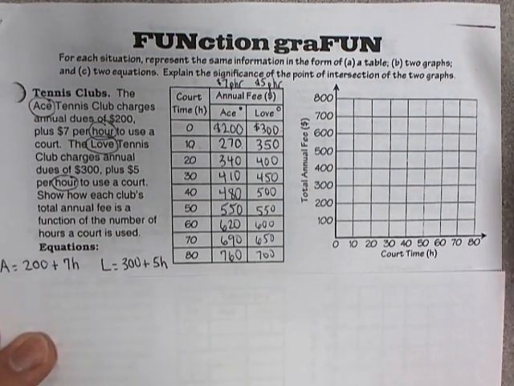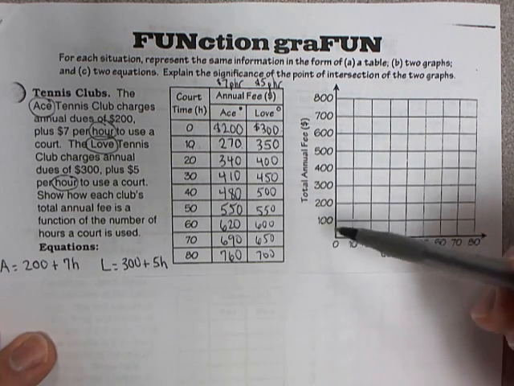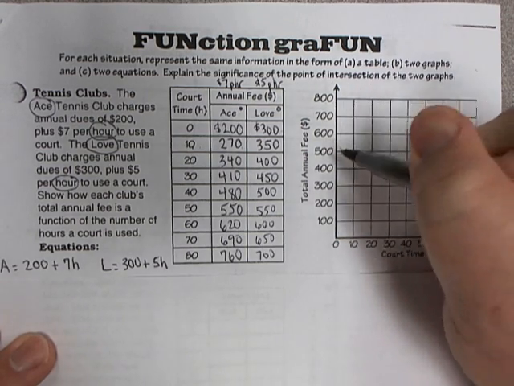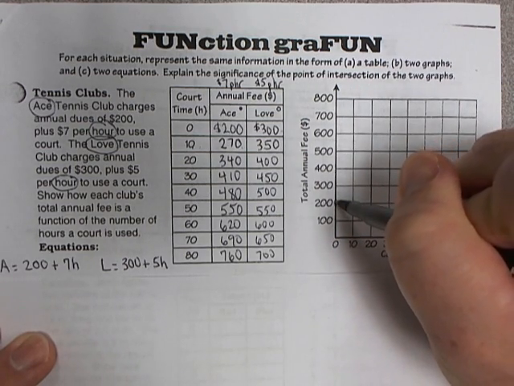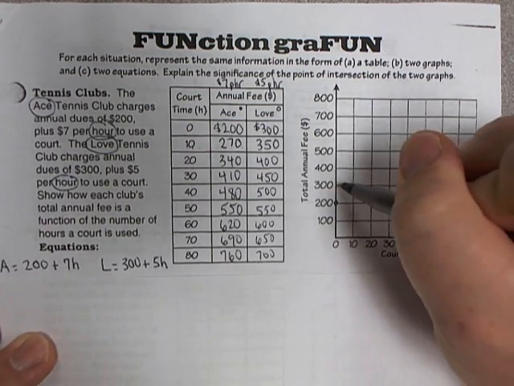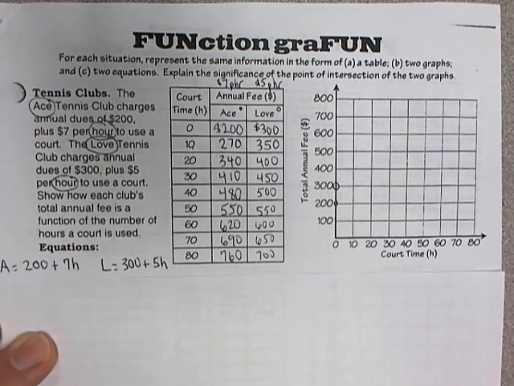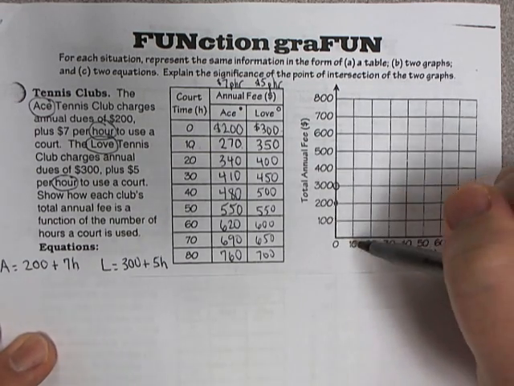Now, at Ace, to rent the court for 0 hours, so to just pay the membership fee, it's $200. So remember, shaded in circle for Ace. At Love, it's $300 for 0 hours. So let's do an open circle there. Now let's go to 10 hours.